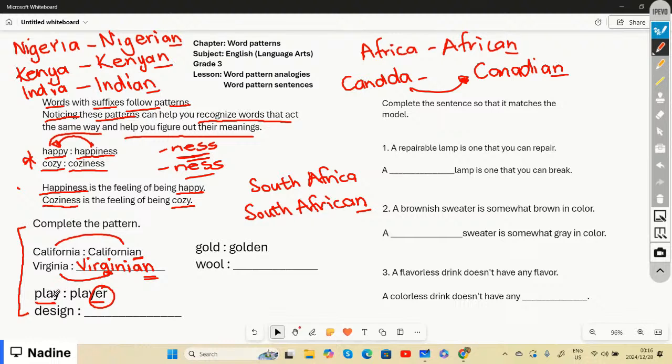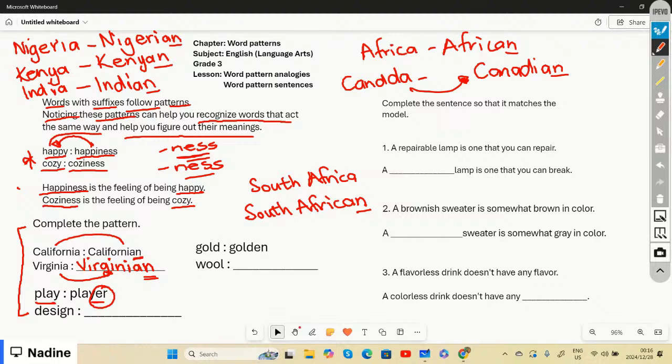For example, you play football, that makes you a football player. You play netball, you become a netball player. You play basketball, you become a basketball player. You play hockey, you become a hockey player, right?